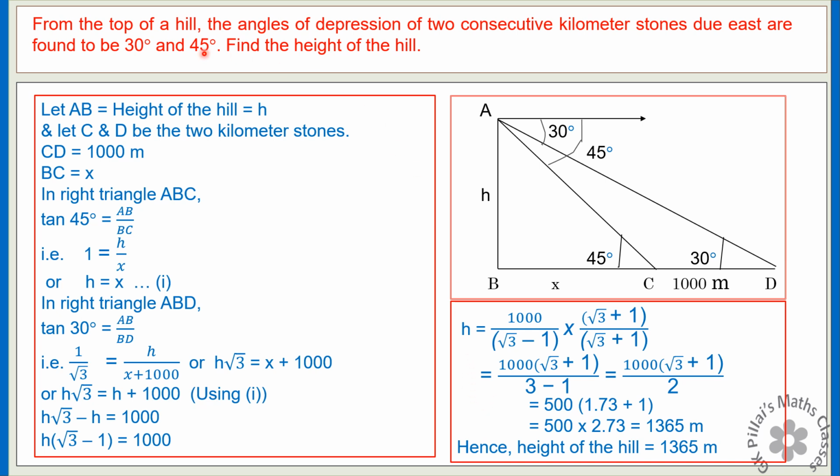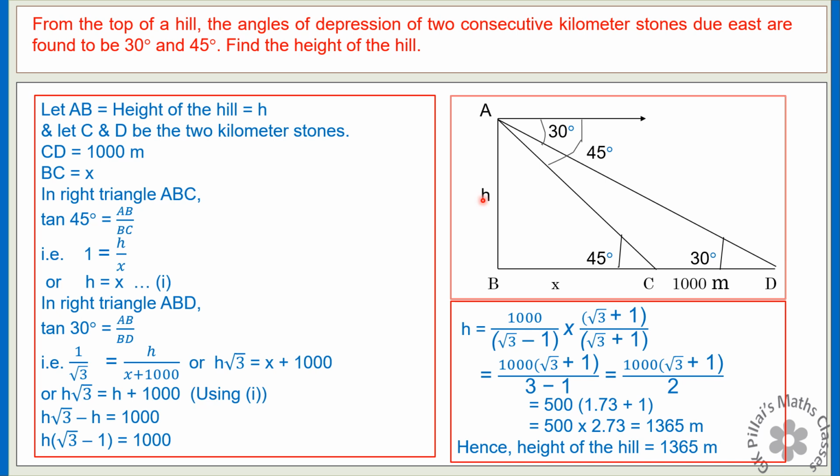Here, from the top of a hill, the angles of depression of two consecutive kilometer stones due east are found to be 30 degrees and 45 degrees. Find the height of the hill. For this question, you have to draw exactly like this only. Now, this is the top of the hill and these are the 2 kilometer stones. Most of the students were not knowing this one. The distance between the 2 kilometer stones is always 1 kilometer, 1000 meter.